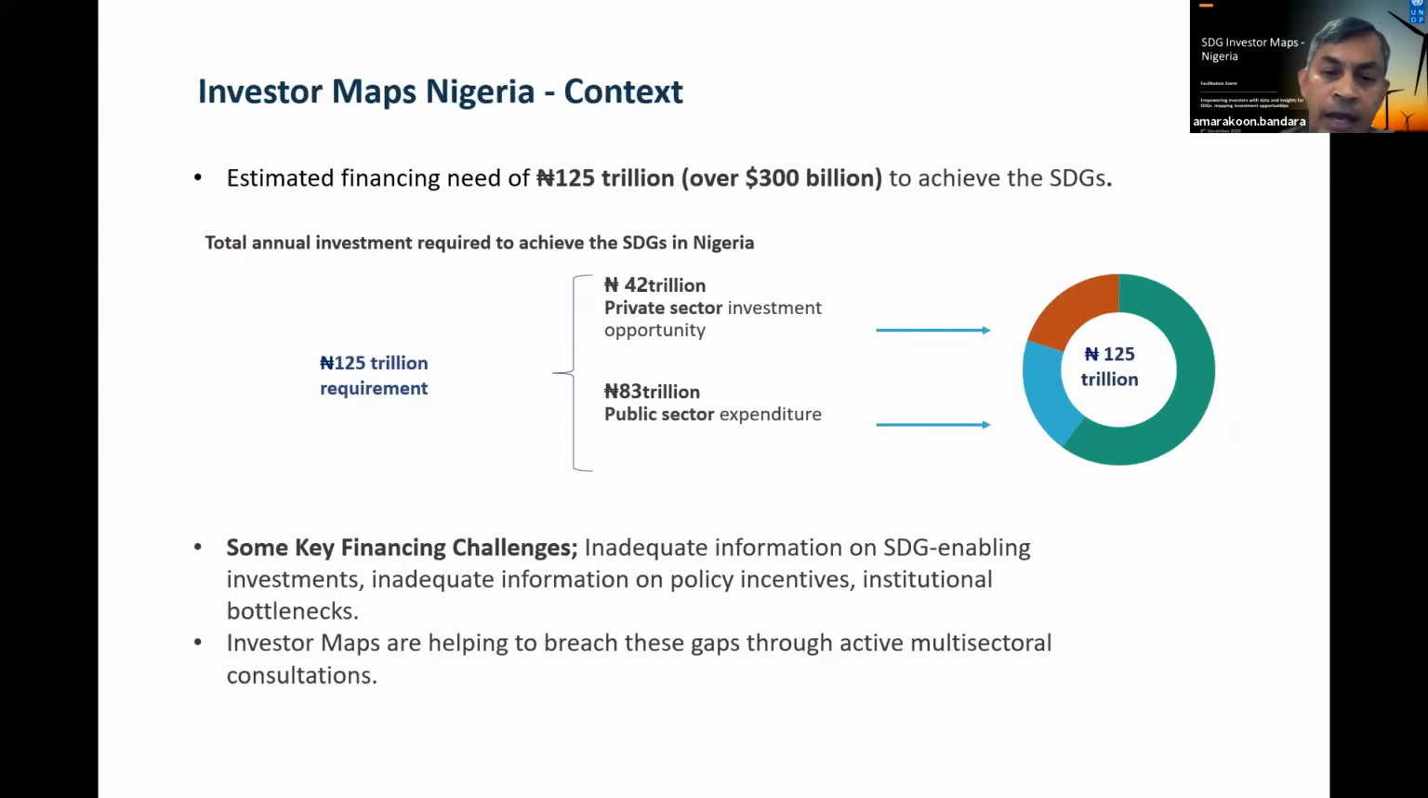Of course, we have several challenges in moving forward: inadequate information on SDG enabling investments, inadequate information on policy incentives, and institutional bottlenecks. This mapping exercise tries to help bridge that gap by bringing in some of the information that is lacking, and later on, we will partner with the government and other stakeholders to address some of these issues.